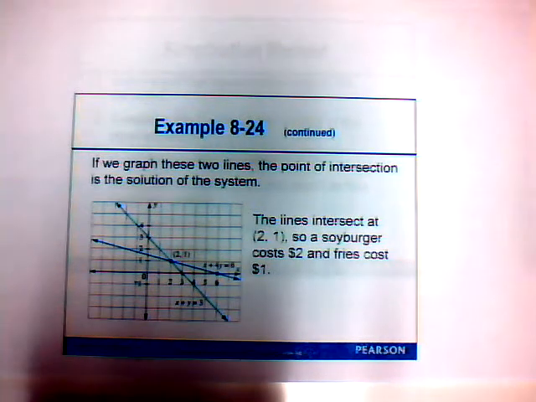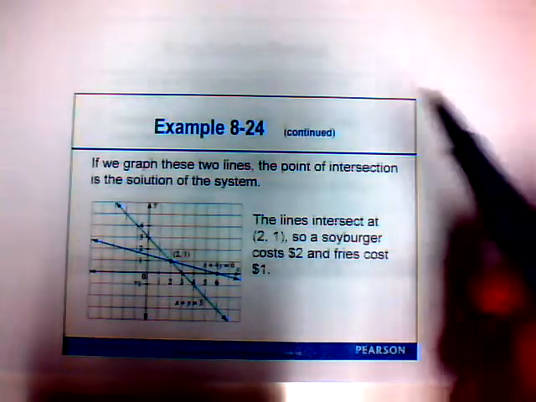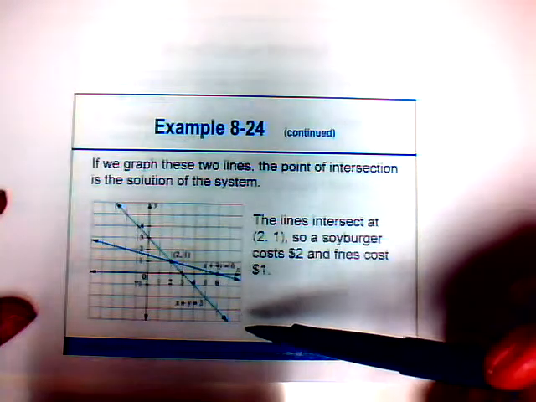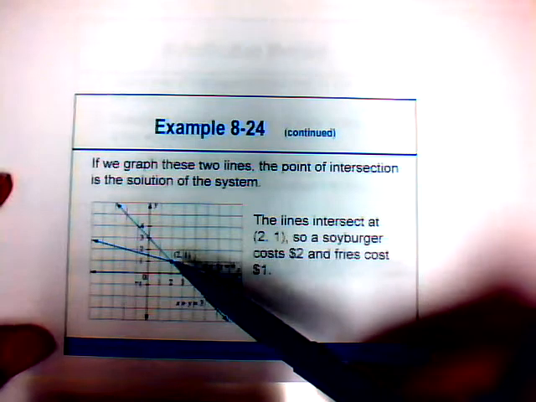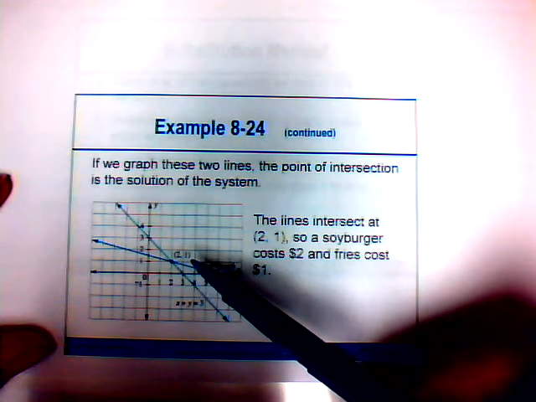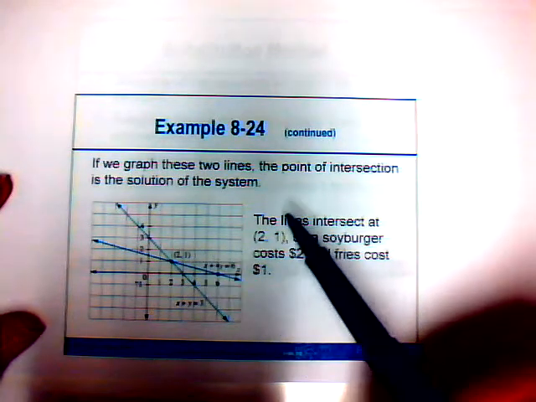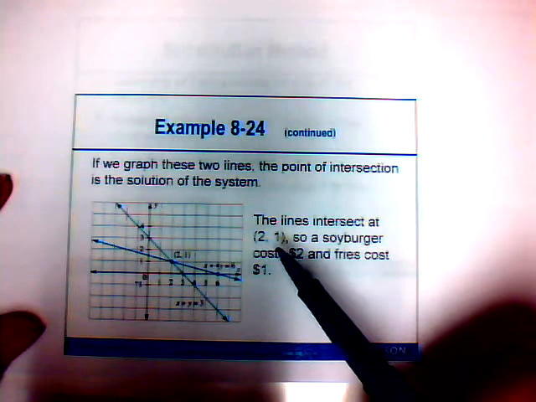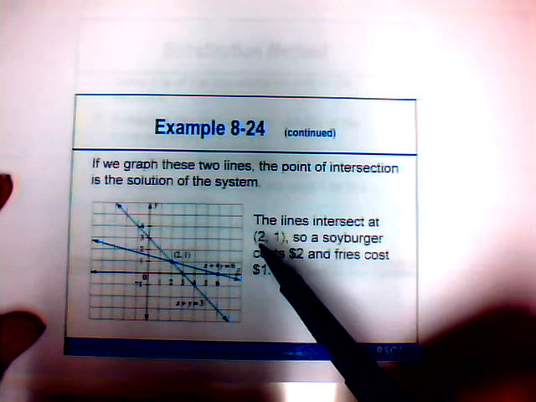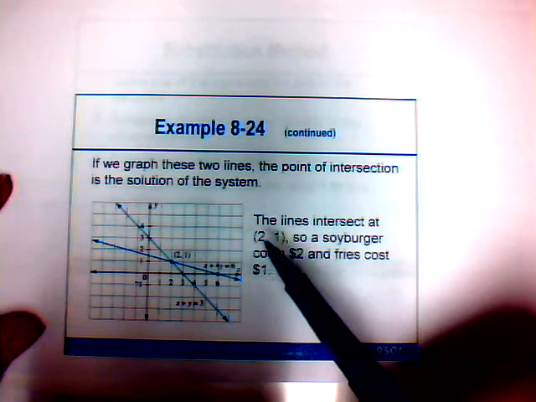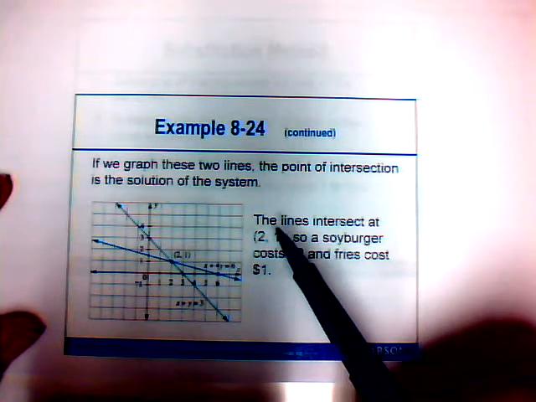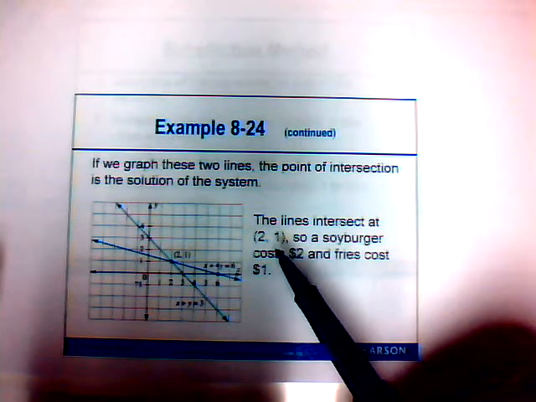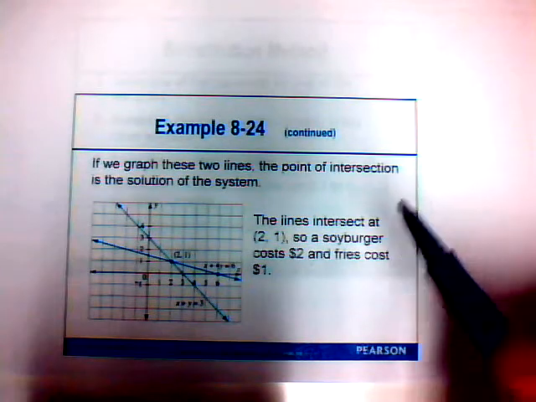Now notice that they graph these two lines on the coordinate plane. And when they graph these, the point of intersection is at this ordered pair, (2, 1). So here the lines intersect at (2, 1). Here x is 2, y is equal to 1. x is going to be the cost of a soy burger, so the cost of that soy burger is $2. 1 is your y. We let y be the cost of the fries, so the fries had to cost $1.